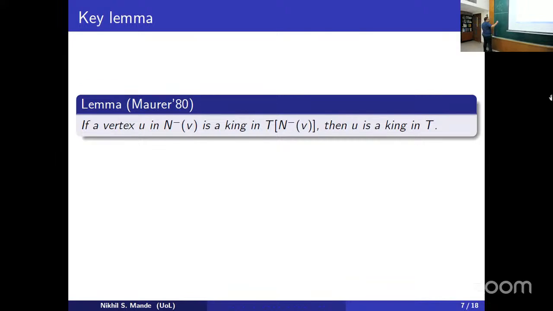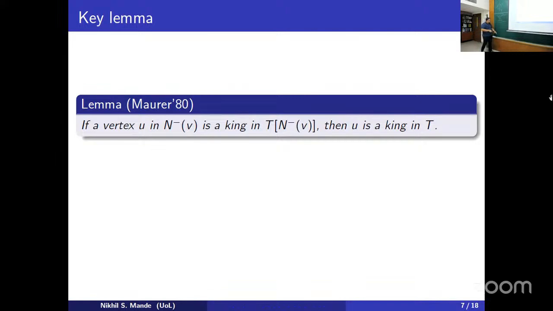I've condensed quite a lot of text onto this statement here. Consider an arbitrary vertex V in a tournament, and consider all of the vertices that have an edge pointing to V. I'm going to call this set the in neighborhood of V, or N minus V. And everything else is the out neighborhood of V. So the lemma states that for an arbitrary vertex, if you look at its in neighborhood, and you look at the tournament induced on these vertices, so just look at the edges between these vertices here, a king in that tournament is a king in the original tournament as well.